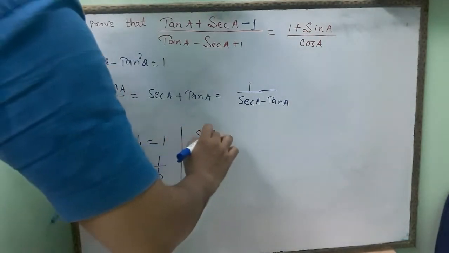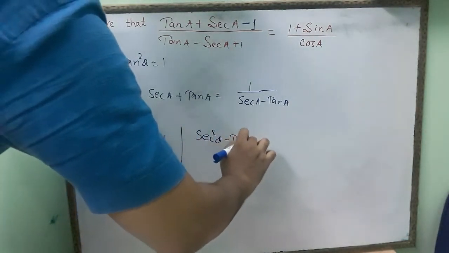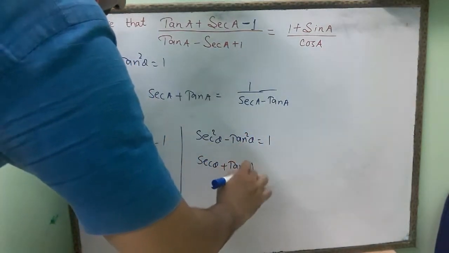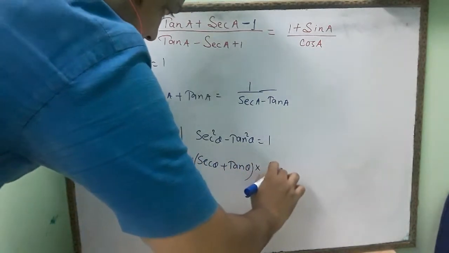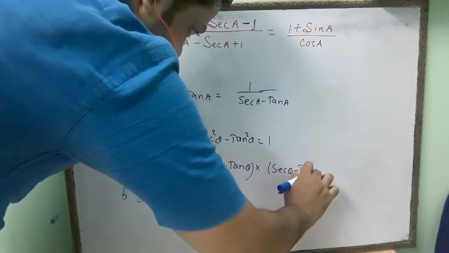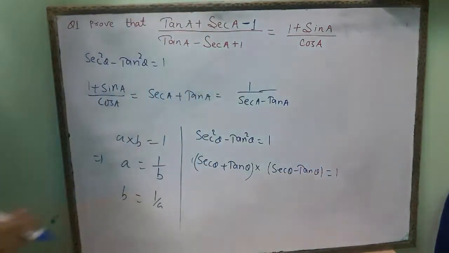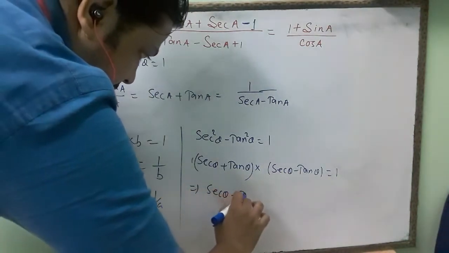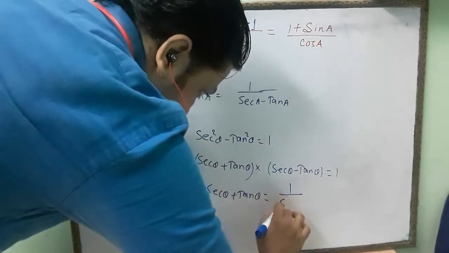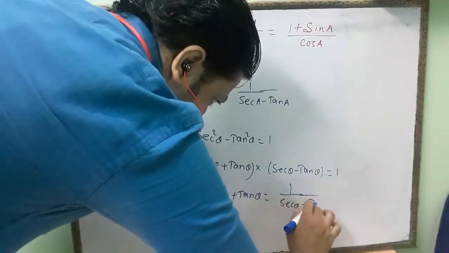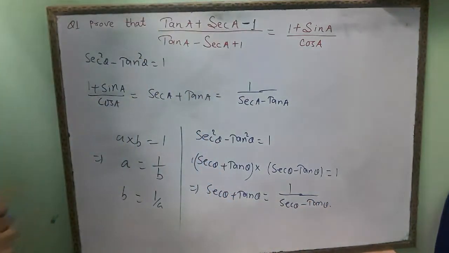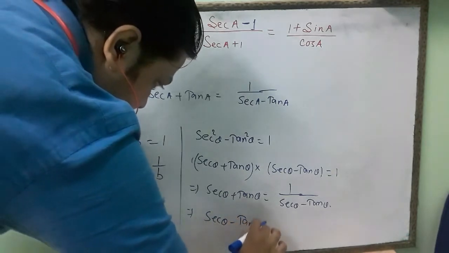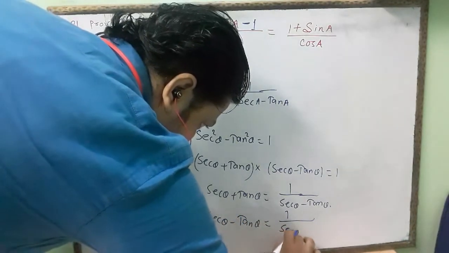See this one, sec square theta minus tan square theta is equal to 1. We can write this as (sec theta plus tan theta) into (sec theta minus tan theta) is equal to 1. Here the product of 2 is 1, so we can say that sec theta plus tan theta is equal to 1 by (sec A minus tan A). No need to do the rationalization process, just write sec theta minus tan A as 1 by (sec A plus tan A).